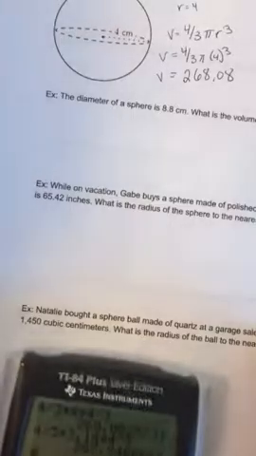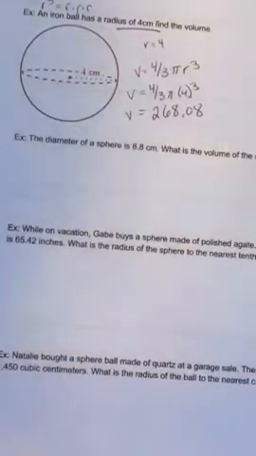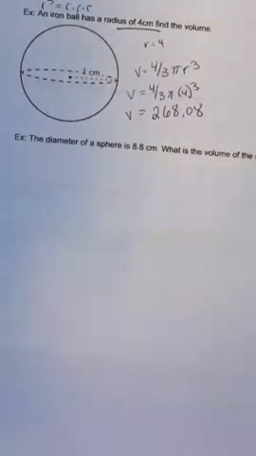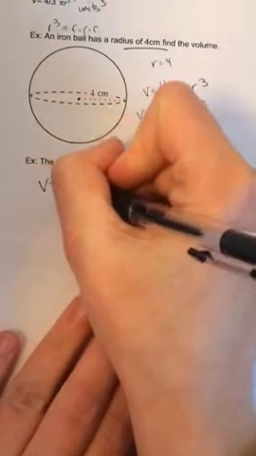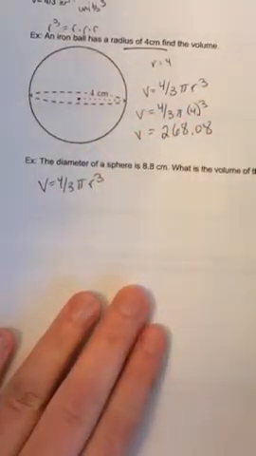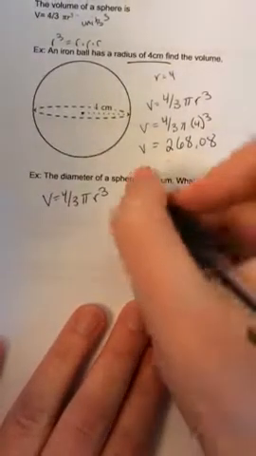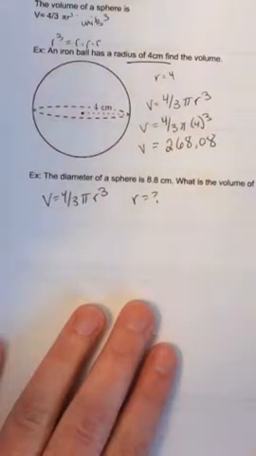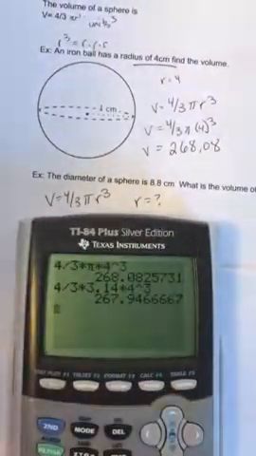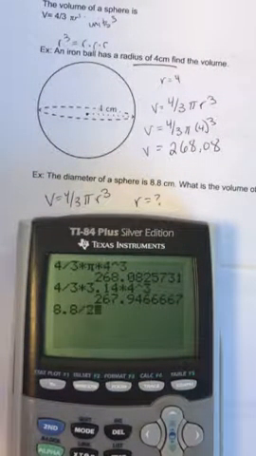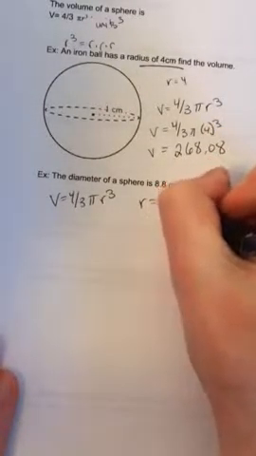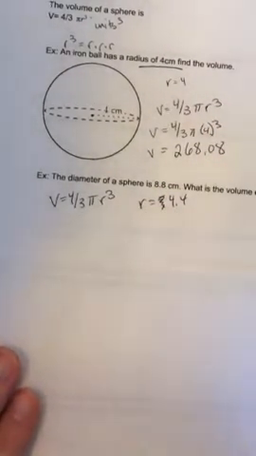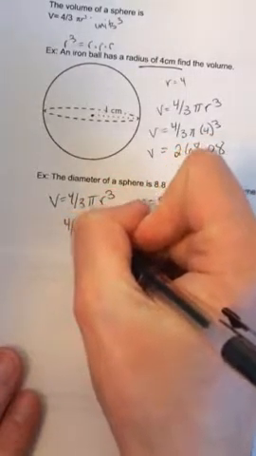All right, the next one: the diameter of a sphere is 8.8 centimeters. What is the volume of the sphere? So again, I have my formula, V equals 4/3 pi r cubed. What is the radius? Now, if you say 8.8, we're going to have an issue, because 8.8 divided by 2 to find the radius, which hopefully you didn't actually need a calculator for, is 4.4. So I'm going to plug and chug here.